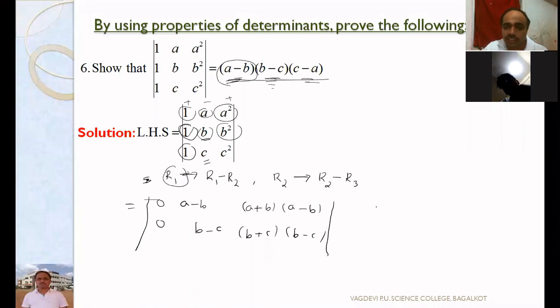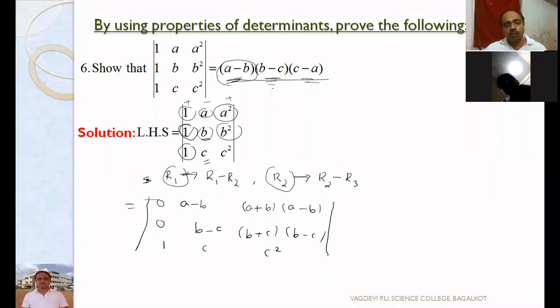And again R3 changes to, that is wrong. Only 2 operations I have told. So that is the main thing here. Only 2. You have changed R1, you have changed R2. You cannot change R3. You don't have any option like that. Third row as it is, 1 C C square, like this.